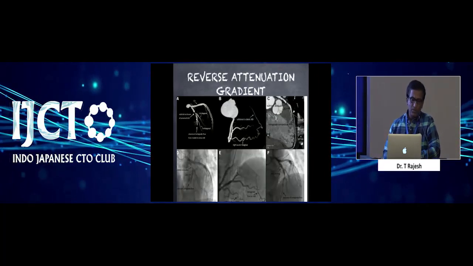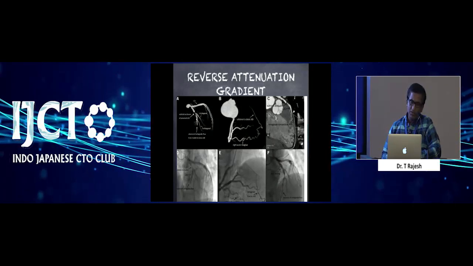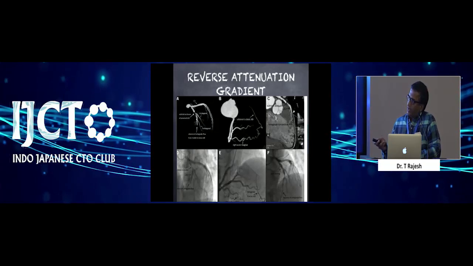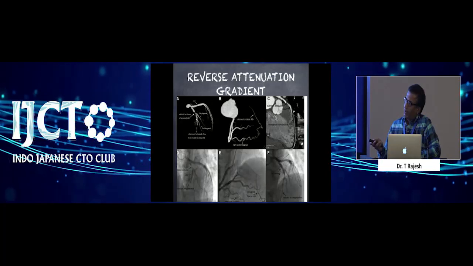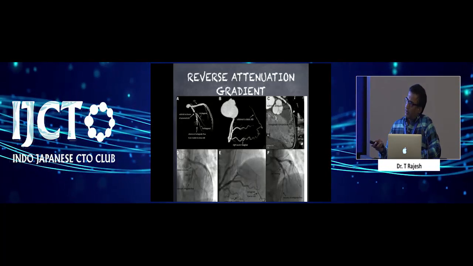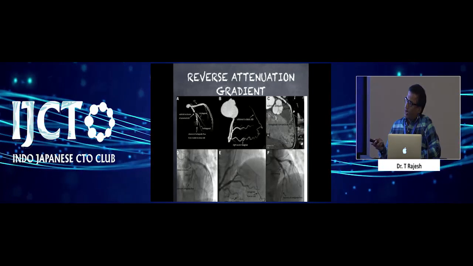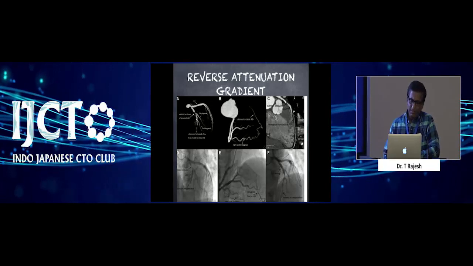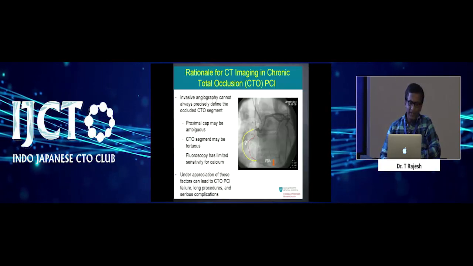There's another thing in CT, which is called a reverse attenuation gradient. Normally, if you have a total occlusion here, if you look at the attenuation distal to the vessel, the attenuation should come down because the contrast flow comes down. But here, if you have increased attenuation as you go down a total occlusion, it means there's good collateral flow, and this means greater chances of success if you want to attempt retrograde CTO recanalization.